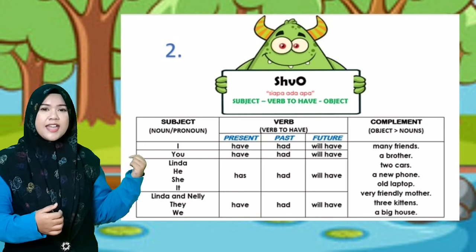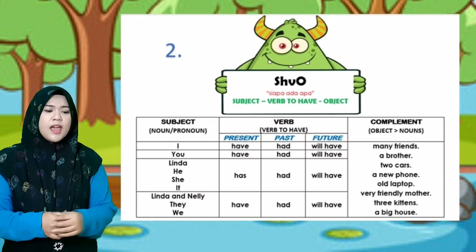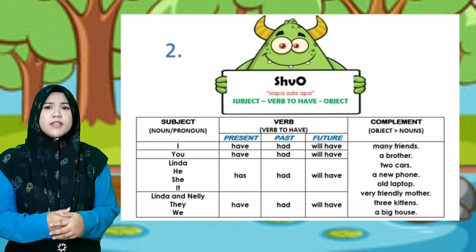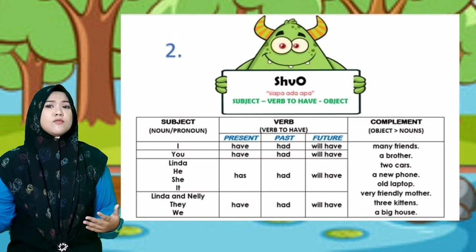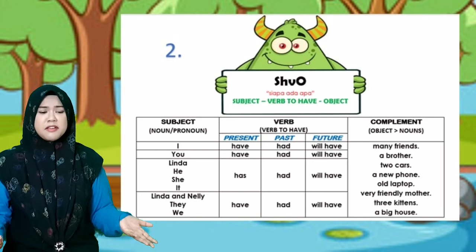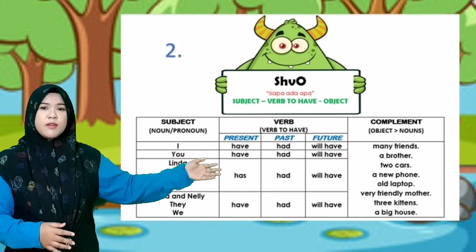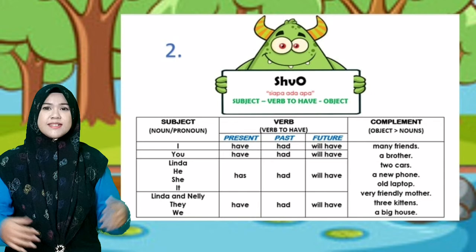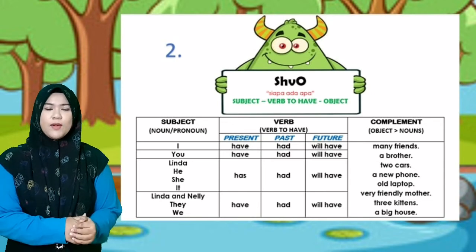Okay, I have many friends, saya ada ramai kawan. I had many friends, maknanya awak nak kata dulu, yang dah lepas. Dulu awak ramai kawan, sekarang tak ramai kawan, sian. Or kalau nak buat future tense, I will have many friends, saya akan ada ramai kawan.